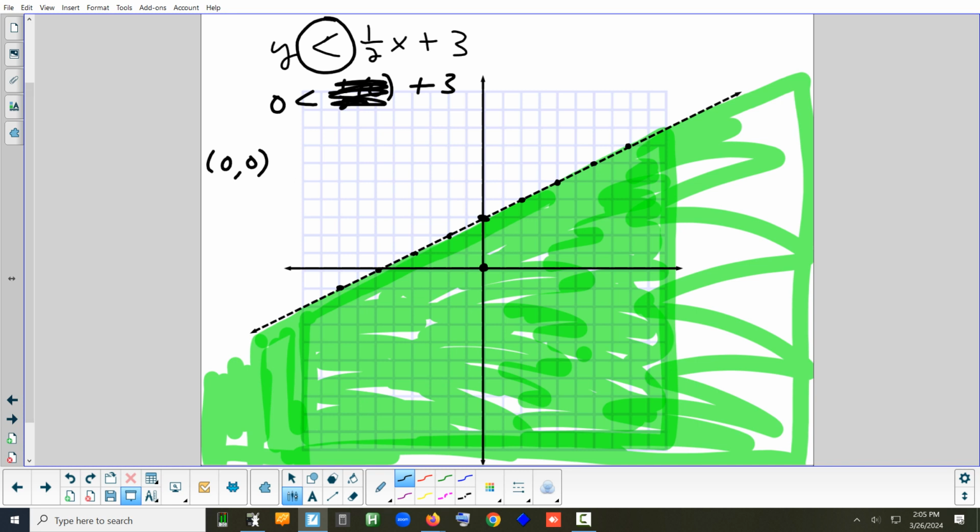And the reason that this boundary line is dotted is because if you pick a point right on the line, it doesn't work. Dotted means you can't be on the line. Solid means you can be. Okay, so dotted means you can go right up to the line, but not on it, because then it would be equal to. Yep.